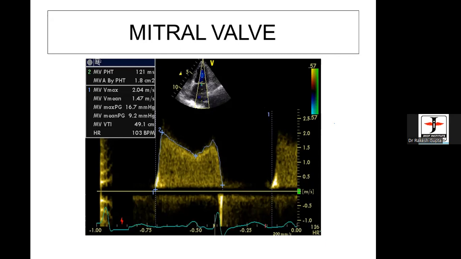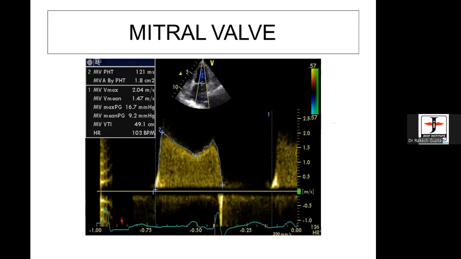So what we are measuring is pressure half time. With this pressure half time, we get the mitral valve area. 220 divided by pressure half time will give you the mitral valve area, right? So here, pressure half time is used to derive the area in the mitral valve region.